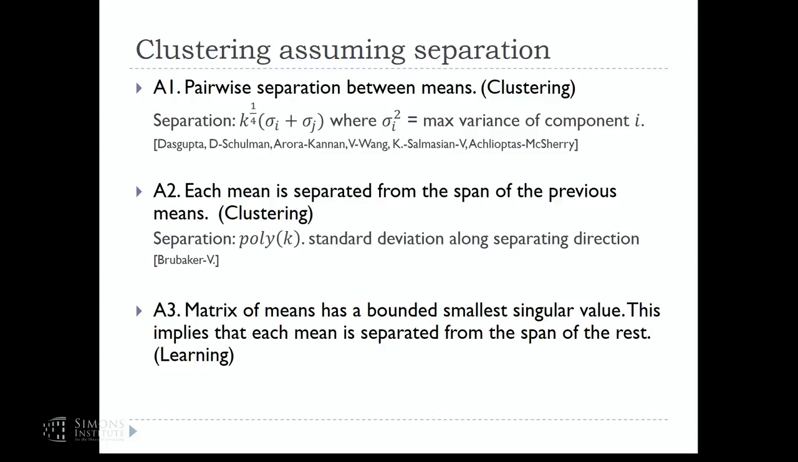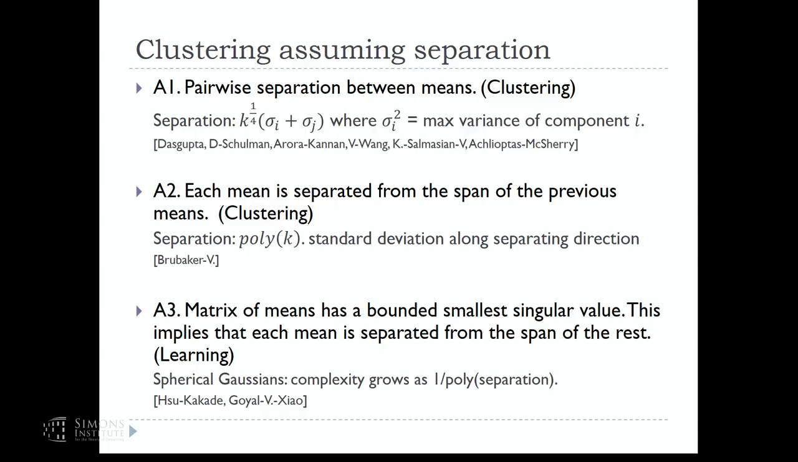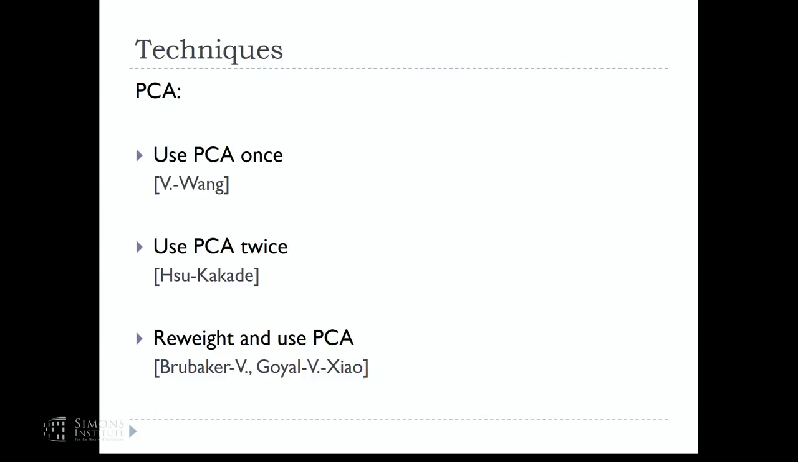Or perhaps even weaker, and these are assumptions under which there are interesting provable results, that the matrix of means has a bounded smallest singular value. In other words, they're not linearly dependent. The means are not all lying in a lower dimensional space or close to one. Okay, so the techniques for this when you assume separation are basically principal component analysis in various guises. Just use it twice, reweight and use it. And we'll see what I mean by this.